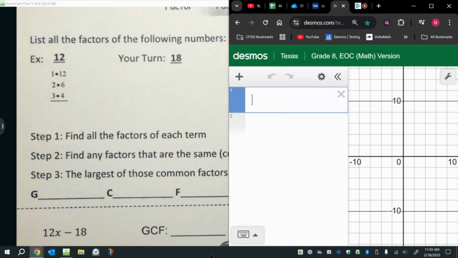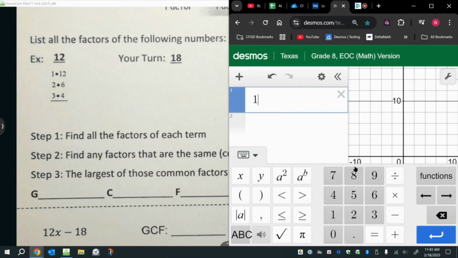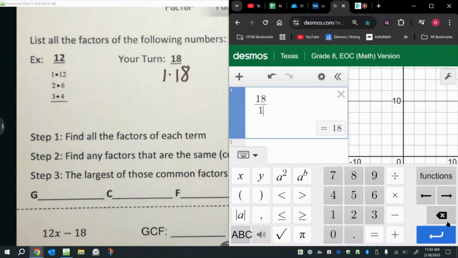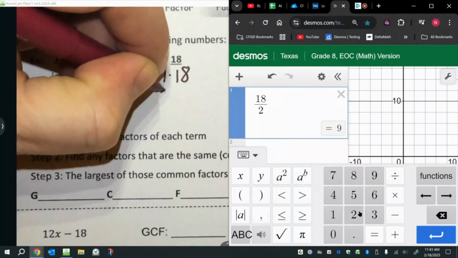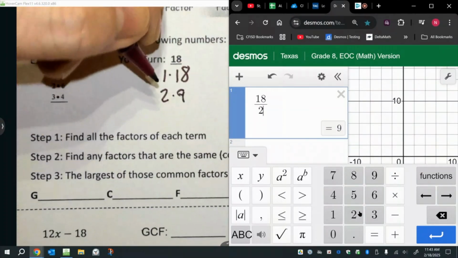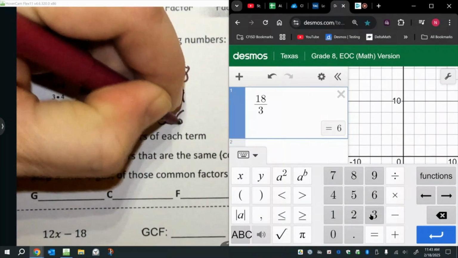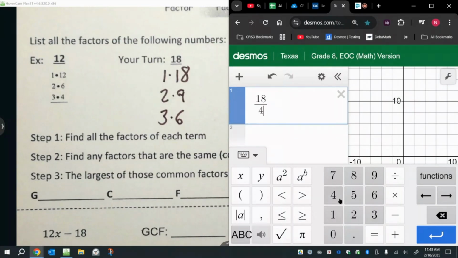So 18. Let's check it out. Here's how we do it. What are the factors of 18? Well, I divide it by 1 first, and that's 18. So we got 1 times 18. Now let's divide it by 2: 2 times 9. Now let's divide it by 3, and that's 6. Now let's divide it by 4. That's not a factor. Let's divide it by 5. That's not a factor. Let's divide it by 6. Oh, wait, I already have 6 in here. It goes with 3. So there's my factors of 18. There's my factors of 12.